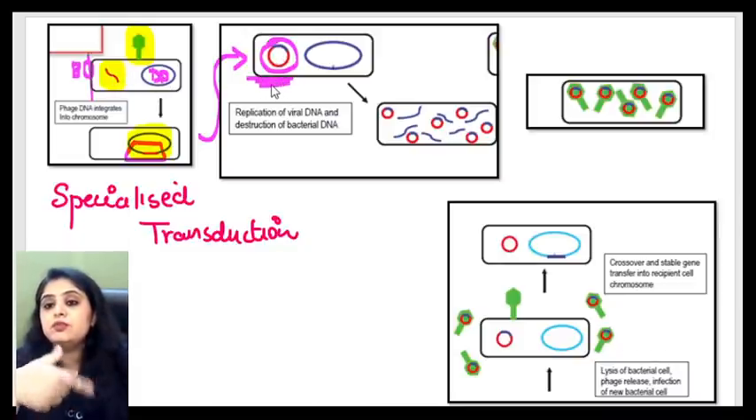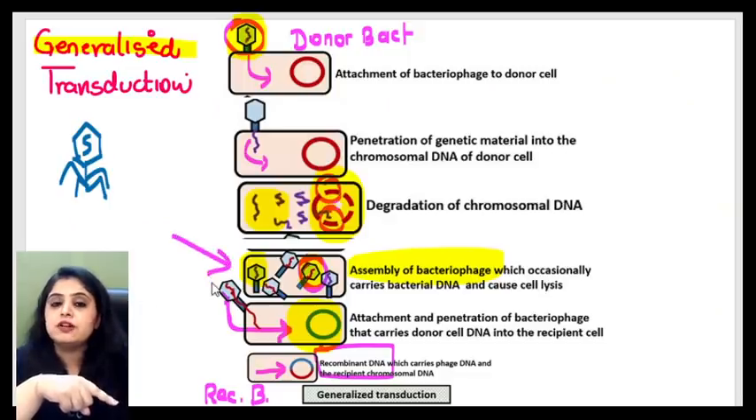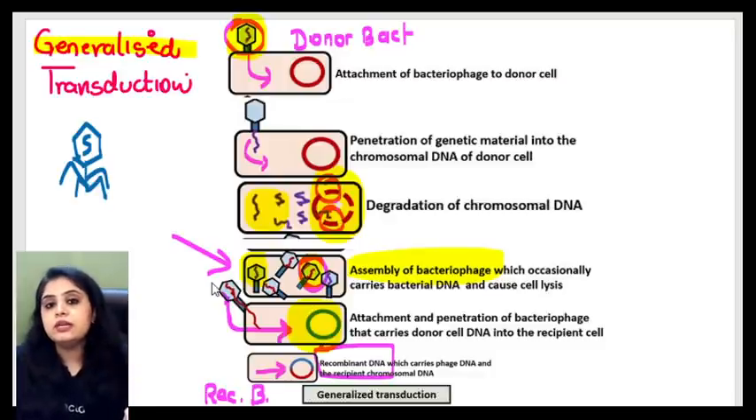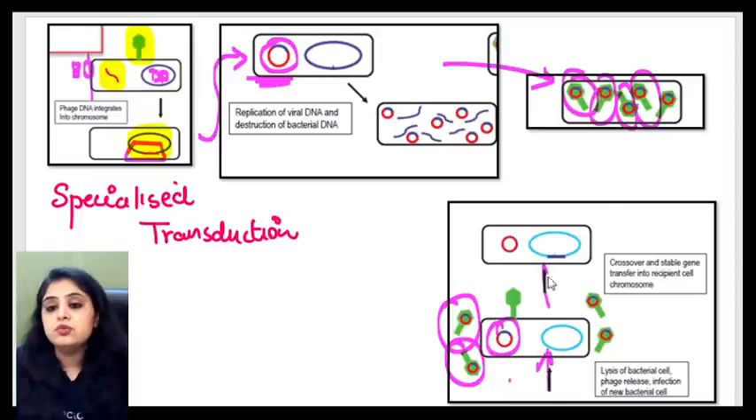Now from these, new bacteriophages will form. Can you see, if you compare it with the previous one, when the new bacteriophages were formed, either they had their own DNA or they had the donor's DNA. Now over here, the bacteriophages being formed have a combo, the recombined DNA, in all of them. And now all this recombined DNA is going to go and give this recombined DNA to a recipient bacteria.